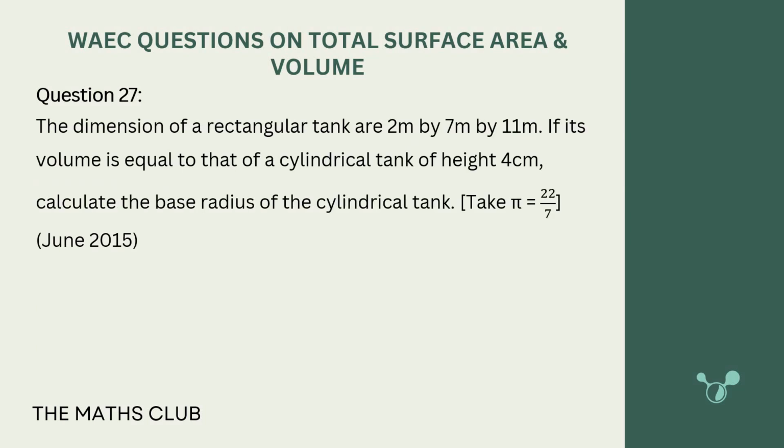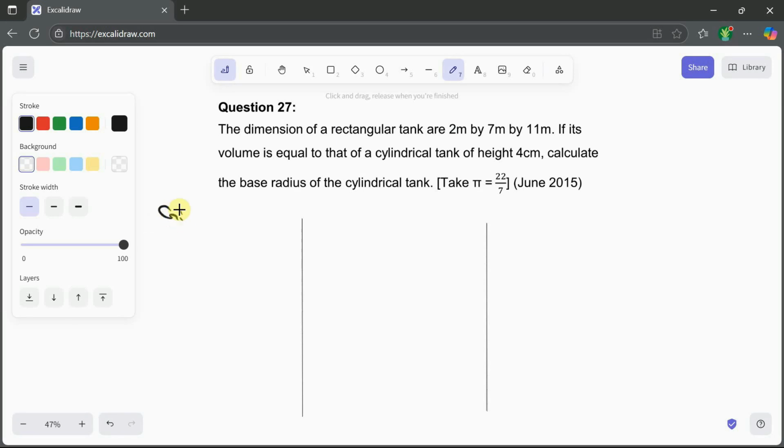Great. Question 27 says that the dimensions of a rectangular tank are 2 meter by 7 meter by 11 meter. If its volume is equal to that of a cylindrical tank of height 4 meter, calculate the base radius of the cylindrical tank and take pi to be 22/7, from June 2015. So what are we given? We're told for the rectangle and then for the cylinder.